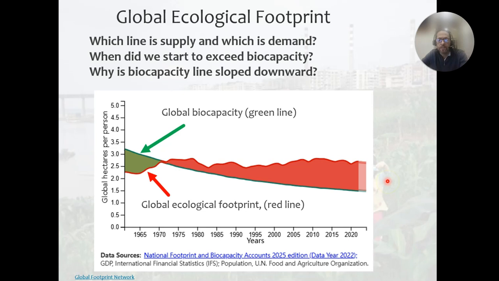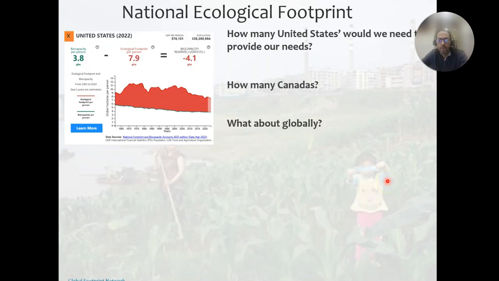Okay, so we can also look at this at the national level. And here is the United States in 2022, the most recent data we have. Again, Global Footprint Network. This is saying that we have 3.8 hectares per person of biocapacity, but we're using 7.9. What does that mean? We're at a deficit of 4.1. So just like the world, we can look at how many United States we would need to provide our needs. Again, you divide the demand by the supply. So we would need 1.8 United States to continue to support ourselves.